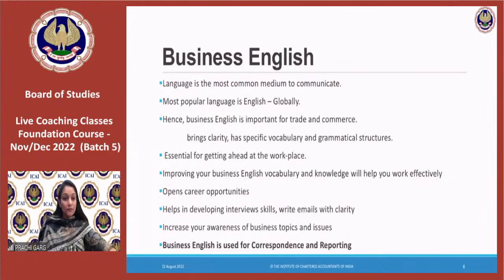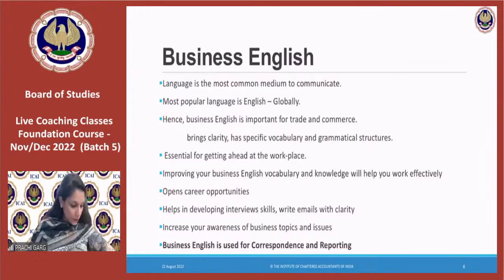Okay. Now, business English, if you see the last statement in bold, which says business English is used for correspondence and reporting. Okay. This is what this subject is all about, which is business correspondence and reporting. And this is why we are introducing business English to you, right? Everything else will be specific to business English. Whether you're doing grammar, vocabulary, report writing, article writing, comprehension skills, everything will revolve around business English. Am I clear?